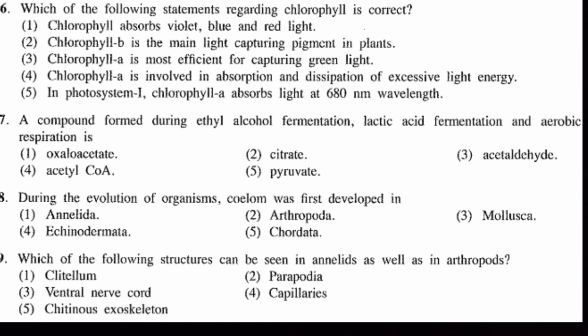Both annelids and arthropods have a ventral nerve cord. That means the nerve cord is found in the lower part of the body. So the answer is answer number 3.